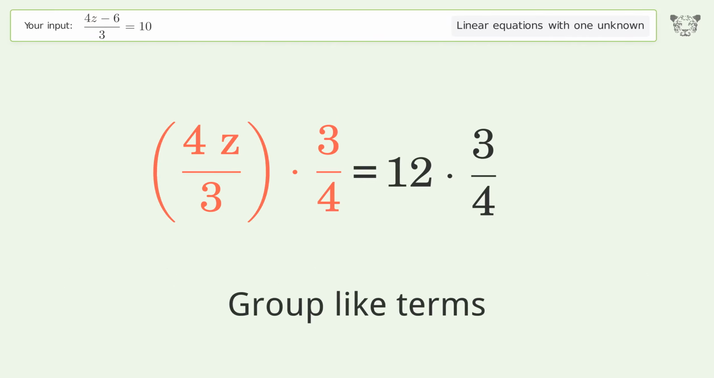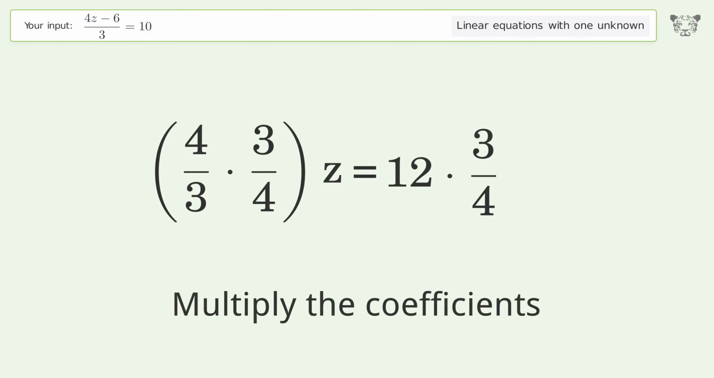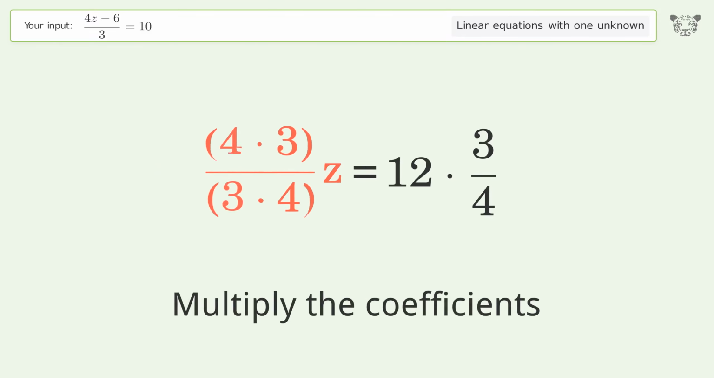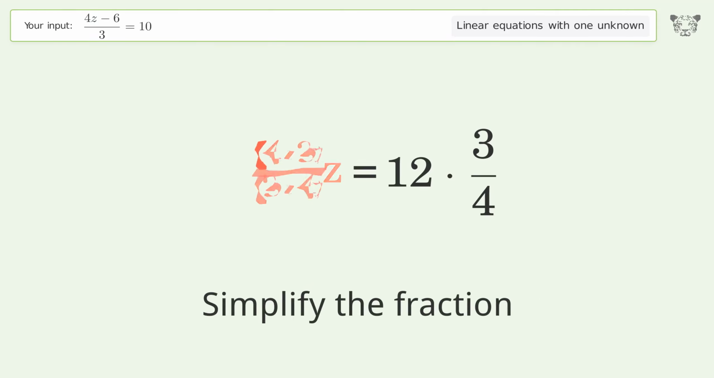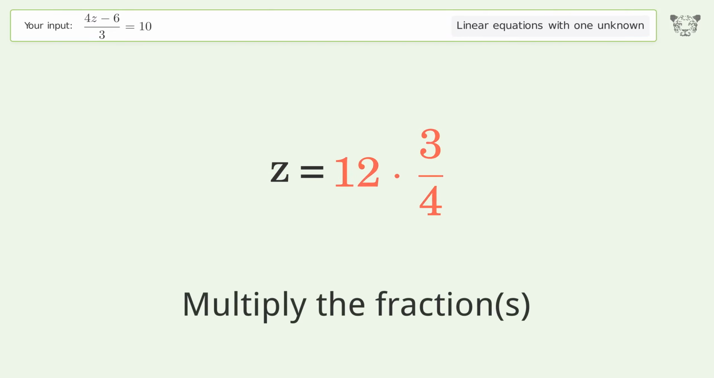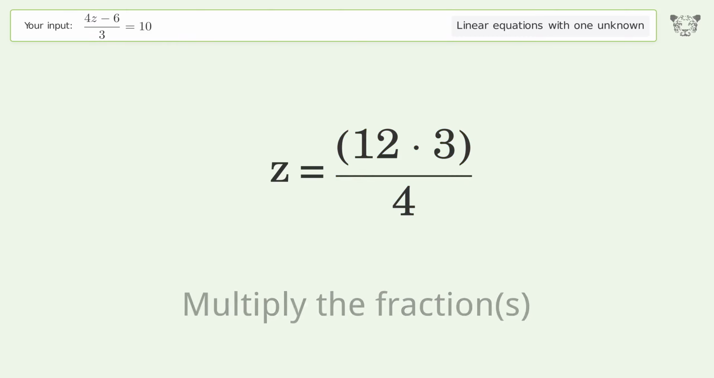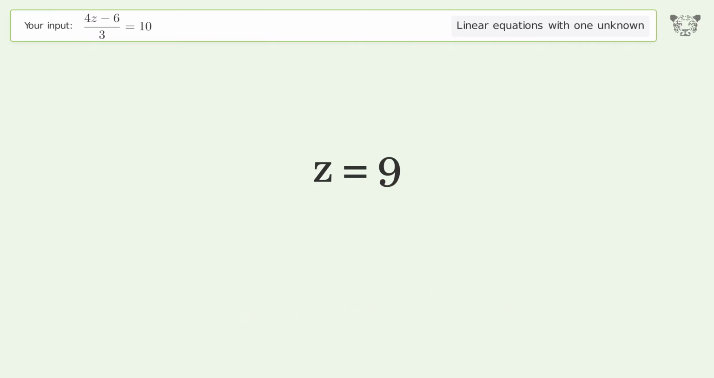Group like terms. Multiply the coefficients. Simplify the fraction. Multiply the fractions. Simplify the arithmetic. And so the final result is z equals 9.